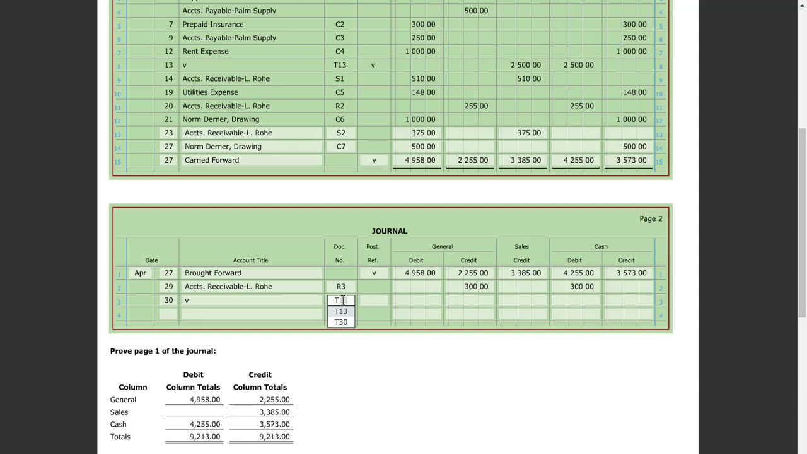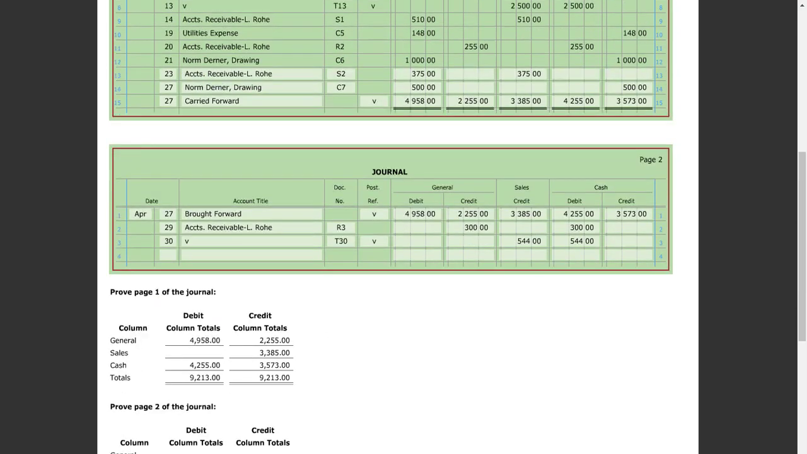And then our date is T30. T stands for calculator tape. 30 stands for the date. If you put a check mark in the account title, you also put a check mark in the post reference. And we're affecting sales and cash, you said. There's only one column for sales, so sales has to be credited. So therefore, cash must be debited.